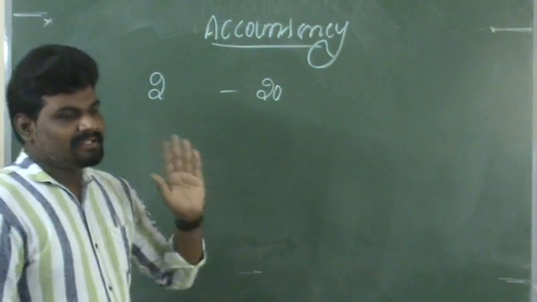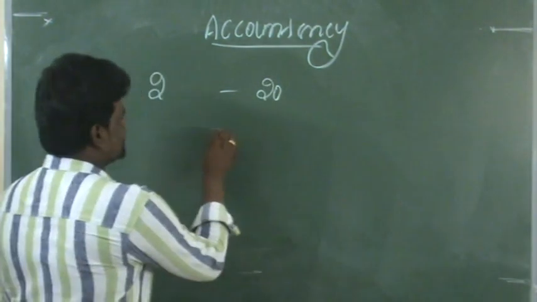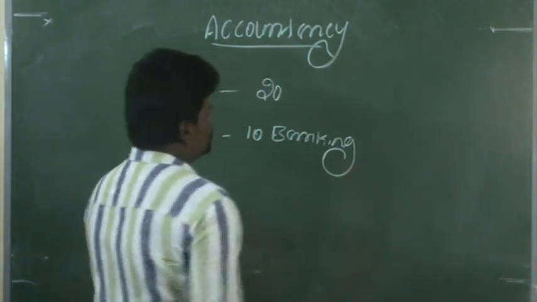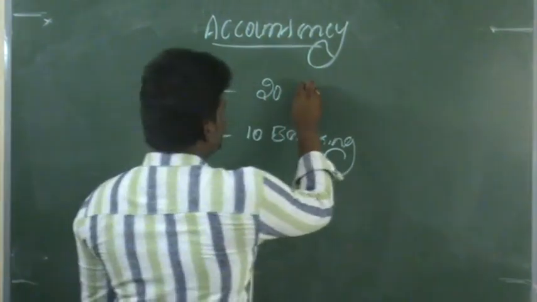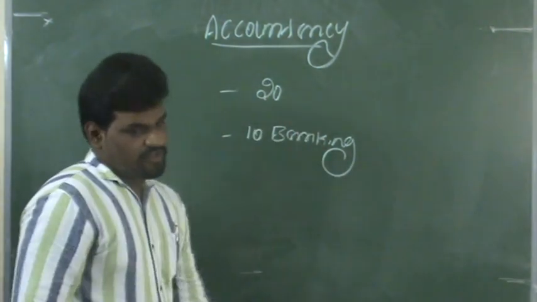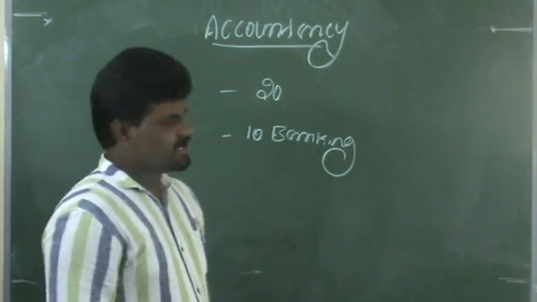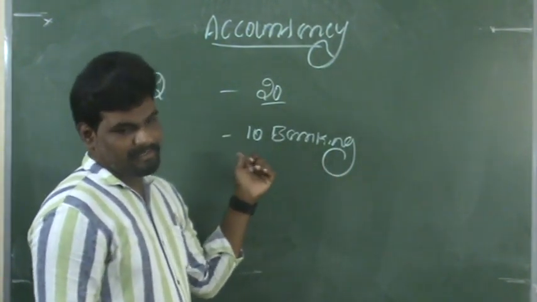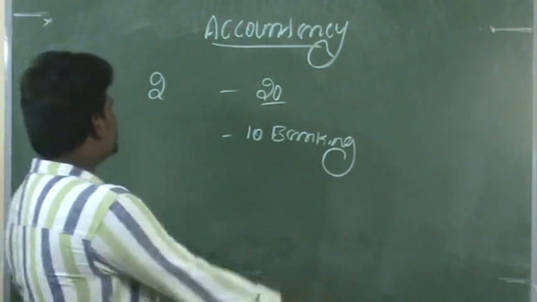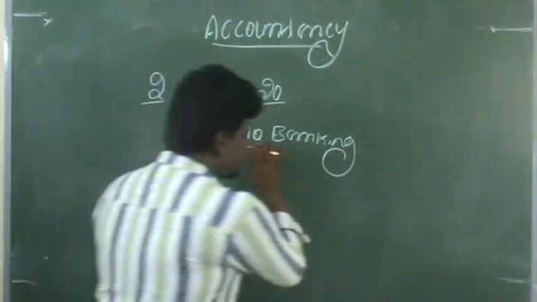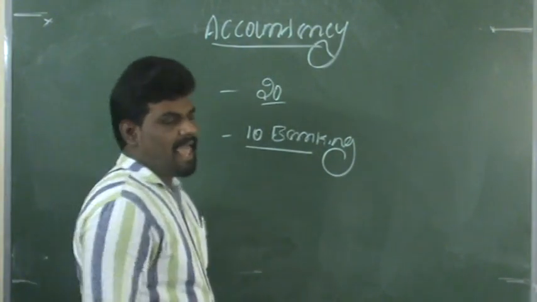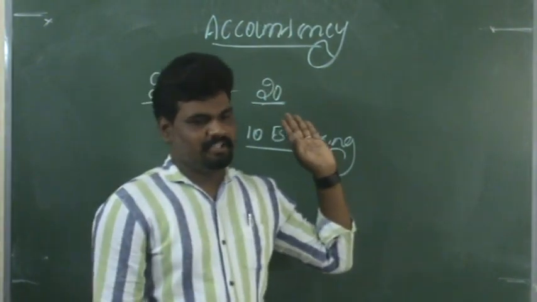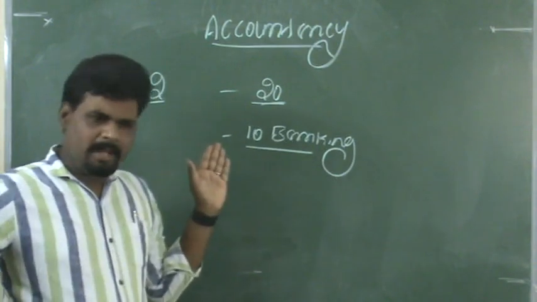In the case of the banking sector, the maximum is 10 members. The limit of 20 applies to other business organizations, like a manufacturing company or any MNC. So the minimum is 2, in the case of the banking sector the maximum is 10, and in the case of any other business activities it is 20. This is the maximum number of members in a partnership.